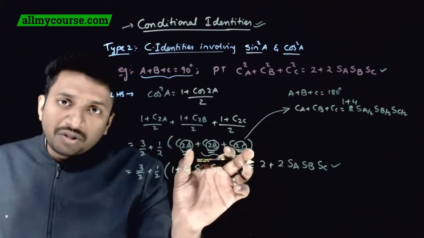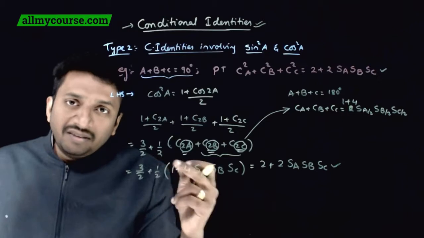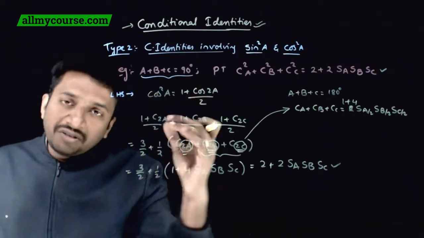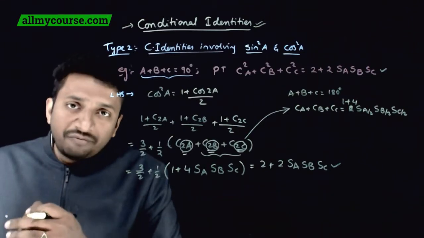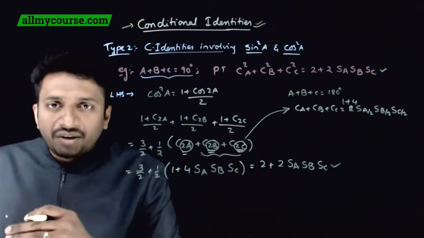So cos 2B plus cos 2C, you apply the transformation formulas, then apply the condition, transform the angles, transform the ratios, use multiple angle formulas. You have to do all that is required.